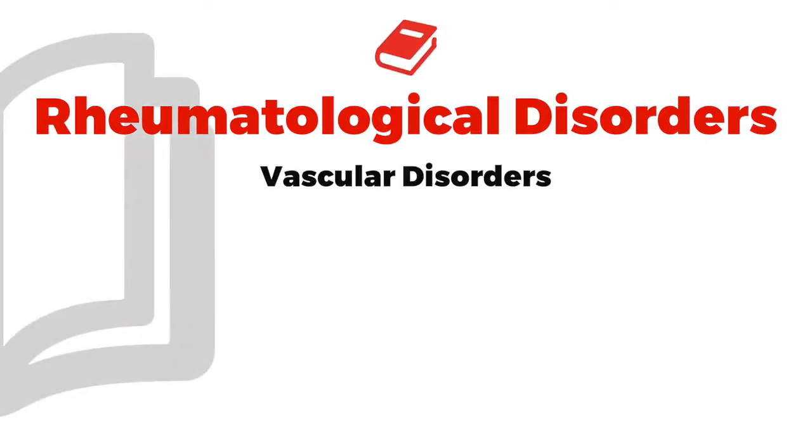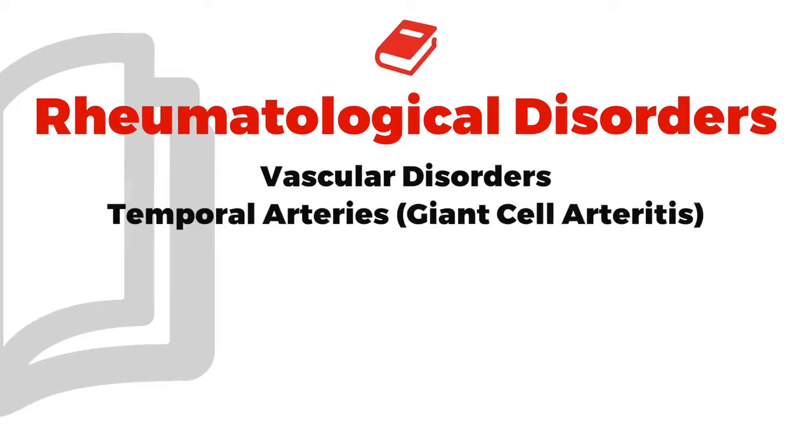All right, sarcoid and ankylosing spondylitis, you can read through those. I think those are more low yield. All right, we're going to still stay in these rheumatological conditions, but we're going to move on to vascular disorders. And in here, we're going to talk about temporal arteritis, or it might be called giant cell arteritis.